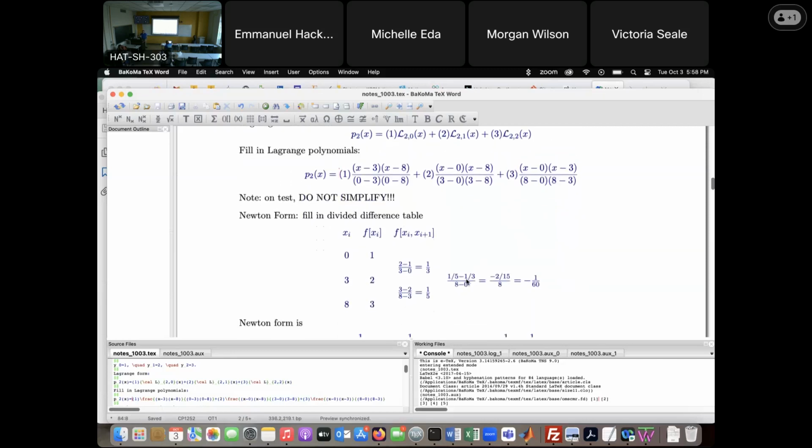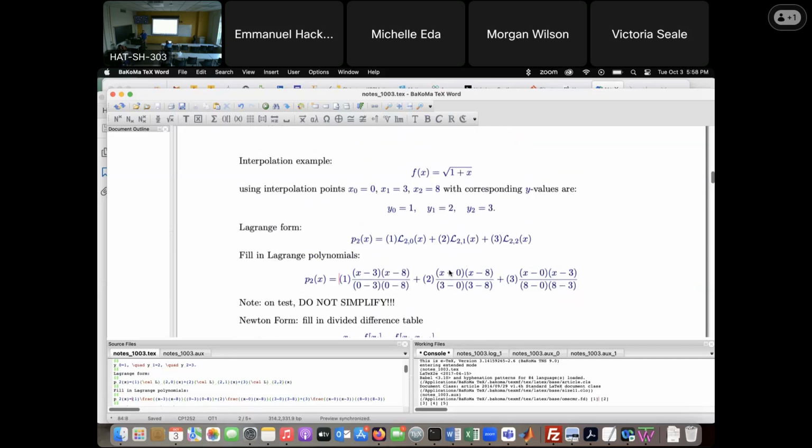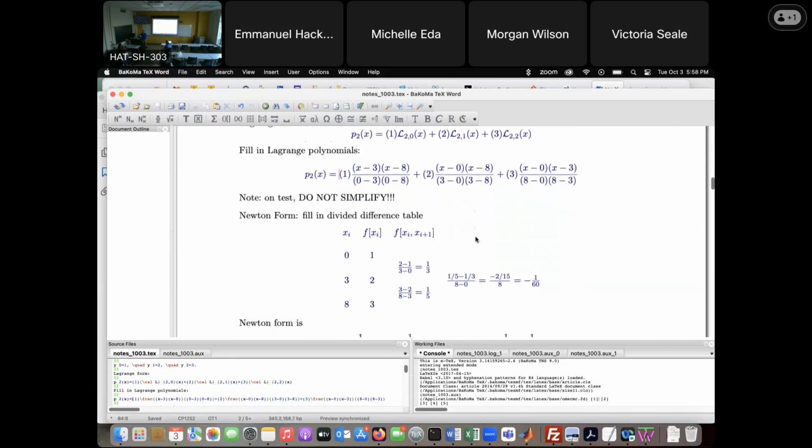Okay. Then Newton. This is the same interpolation problem. So x is 0, 3, and 8, and y is 1, 2, and 3. So I fill in the divided difference table. You list the x values in your first column, y values in your next column. And then you can see here in small font how the divided differences are computed. So I take the y values 2 minus 1, and then I divide by the corresponding x values, 3 minus 0, to get this divided difference of 1/3. And then I go down here and take the divided difference between these 2 points. So I have 3 minus 2 up here divided by 8 minus 3 down here, so I get the divided difference of 1/5.